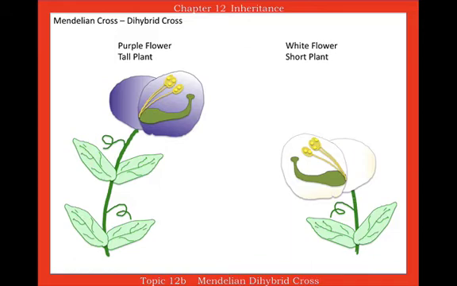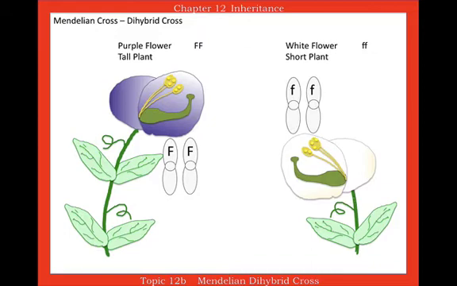Next, let's consider a dihybrid cross, meaning 2 traits. In this case, flower color and height. Flower color will be determined by a single gene, denoted by the letter F, and represented as residing on a pair of chromosomes in each parental plant. The height trait will also be determined by a single gene, denoted by the letter T, and represented as residing on a different pair of chromosomes.